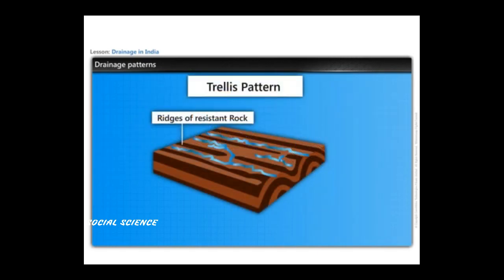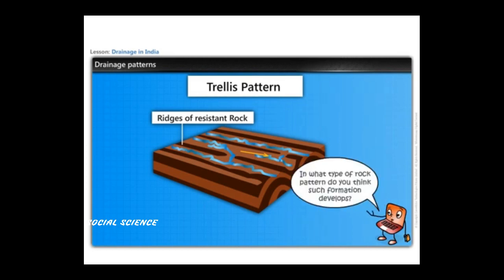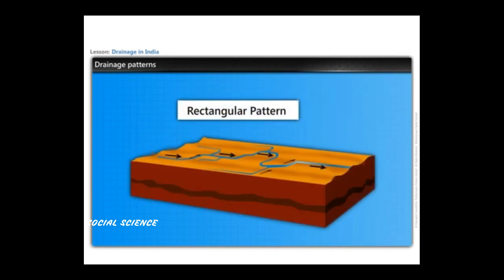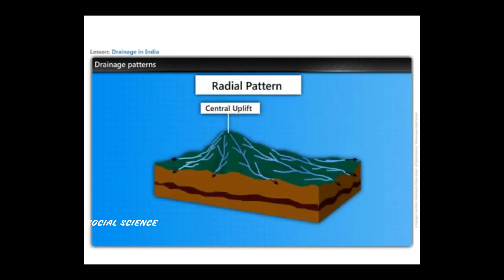A river joined by its tributaries at approximately right angles develops a trellis pattern. In what type of rock patterns do you think such formation develops? A trellis drainage pattern develops where hard and soft rocks exist parallel to each other. A rectangular drainage pattern develops on a strongly jointed rocky terrain. The radial pattern develops when streams flow in different directions from a central peak or dome-like structure.